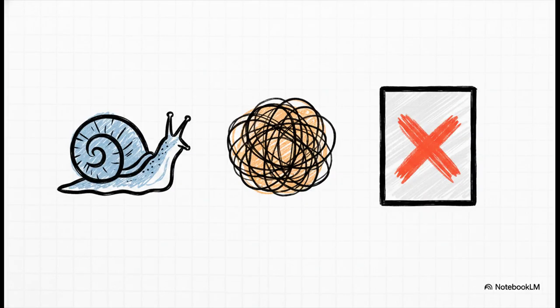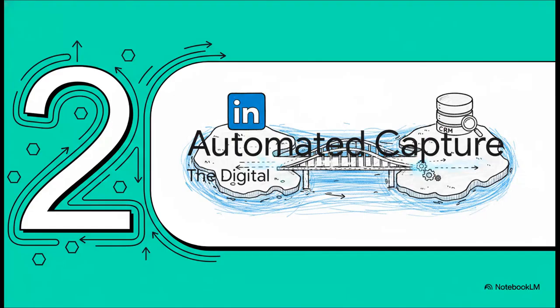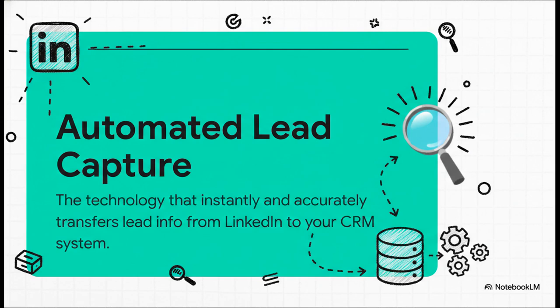So let's be totally clear here. This old way isn't just some minor inconvenience. No, it's slow, it's incredibly tedious, and honestly, it's just an open invitation for little typos that can completely derail a potential deal. There has to be a better way, right? Well, of course there is. It is time to introduce the solution: automated capture. I want you to think of it like a digital bridge, one that connects that island of your LinkedIn prospects directly to the mainland of your CRM. No more swimming.